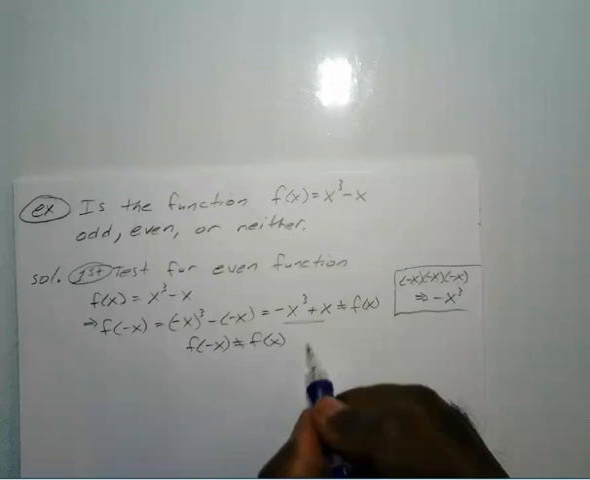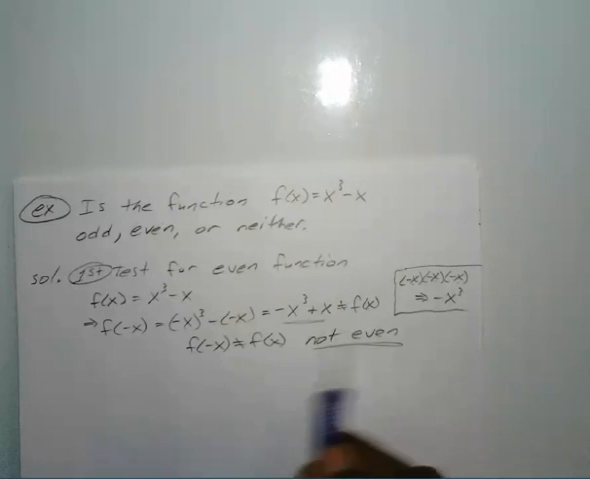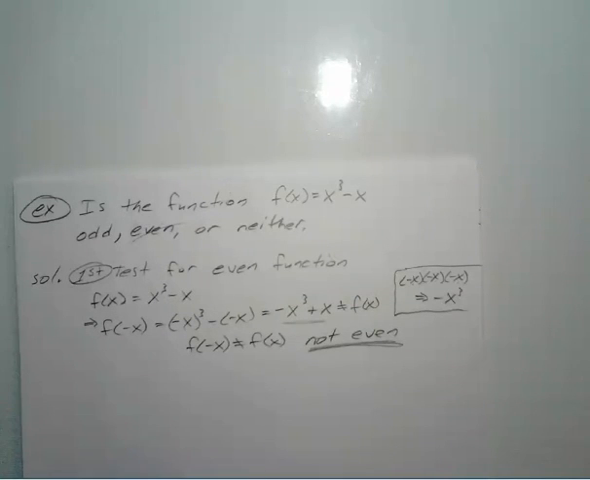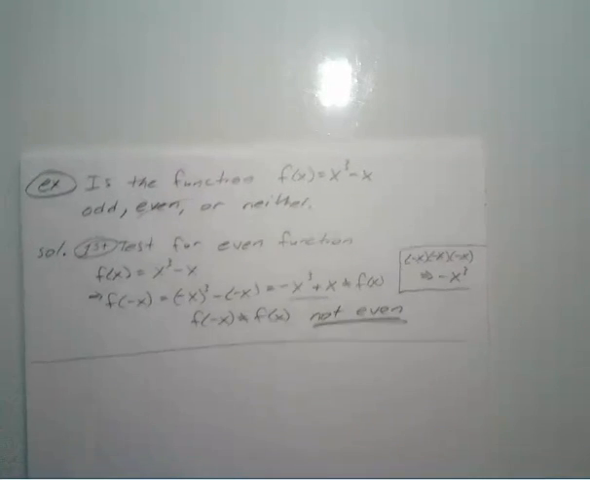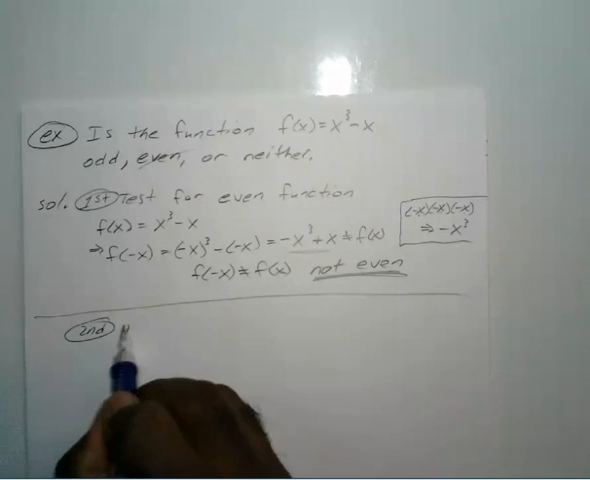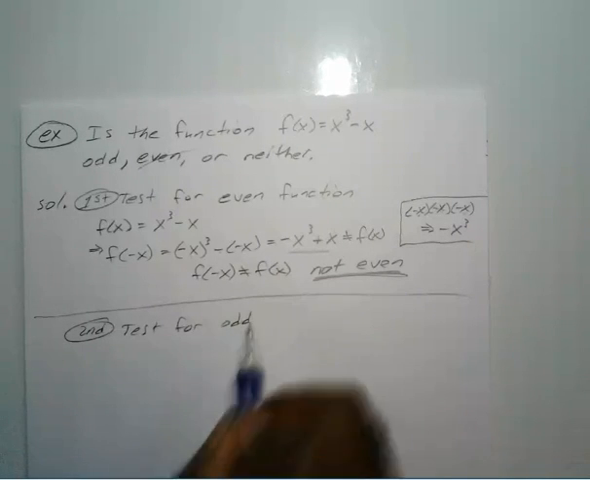Okay, so we can see here that it's not an even function. So we can actually eliminate the idea of it being even. That doesn't mean it's automatically odd. It could be neither one. Okay, so let's do our next test, which is a test for an odd function.